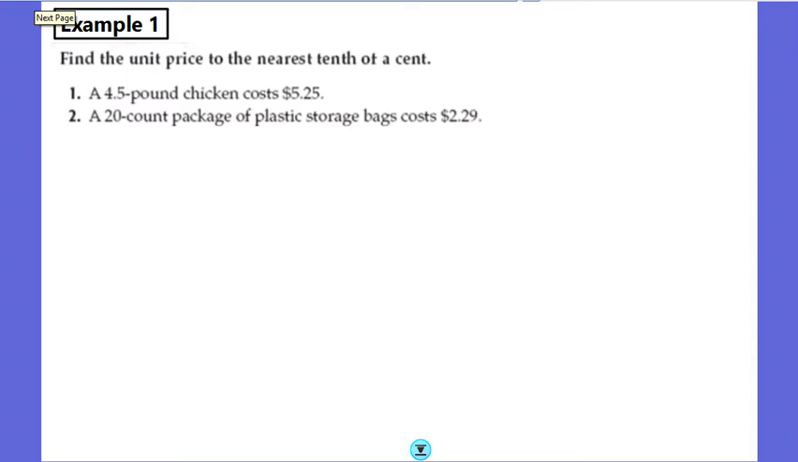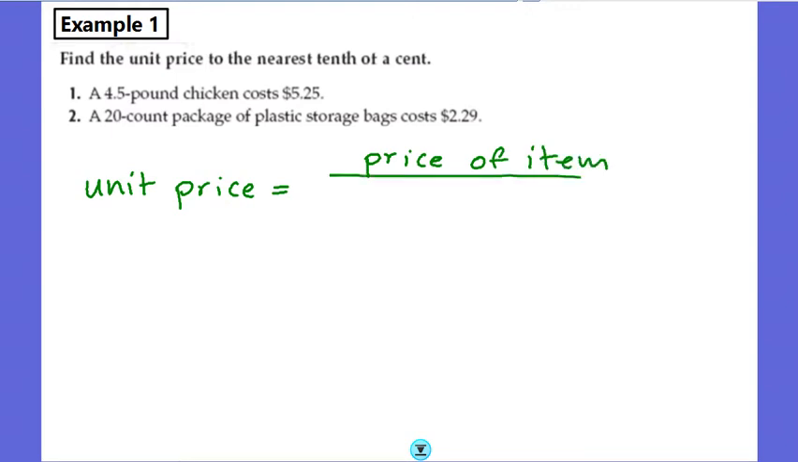Example 1 says, find the unit price to the nearest tenth of a cent. For number 1, we have a 4.5 pound chicken, and it cost $5.25. Again, we're going to begin with our formula from our note sheet. Unit price is equal to the price of the item divided by how many we have, or the measurement.